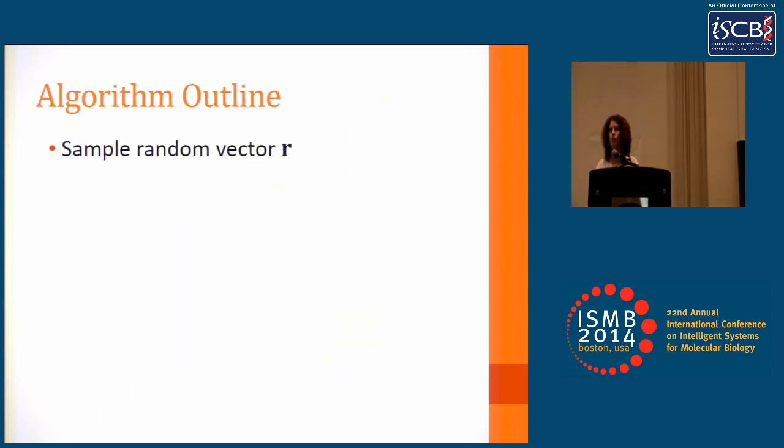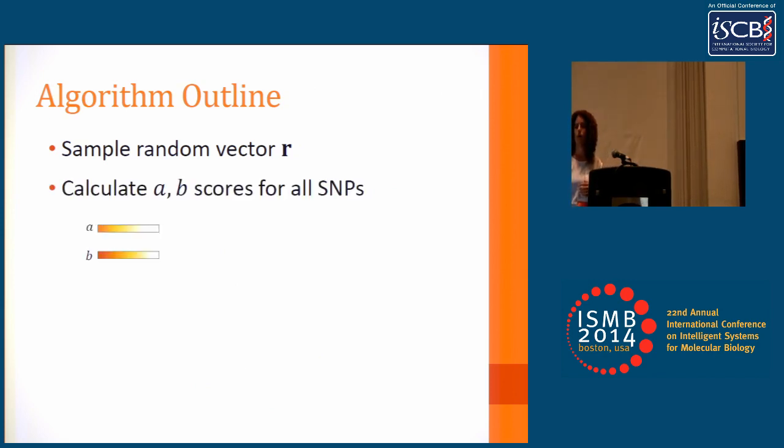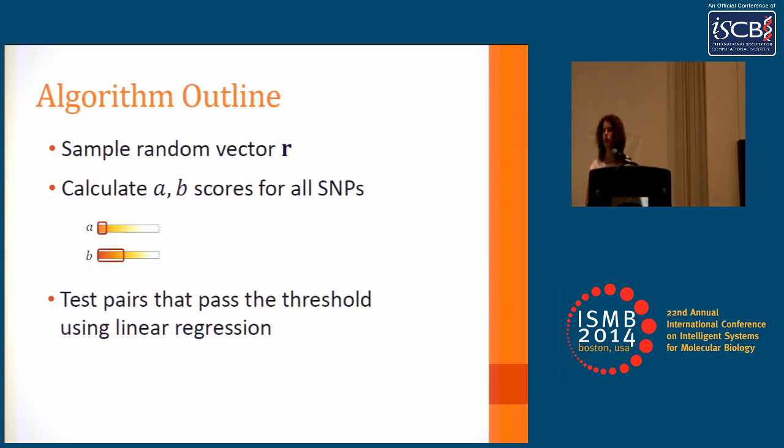So just a quick recap of the algorithm. We sample a random vector R. We calculate A and B scores for all possible SNPs, and we keep them in a sorted vector so that we can very easily discover those top scoring pairs that pass that threshold T. Those top scoring pairs are tested using linear regression. This is the validation stage.